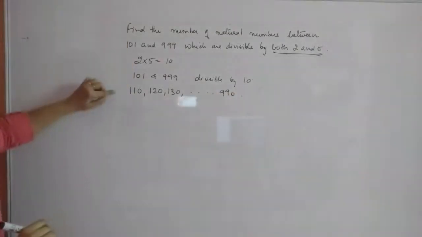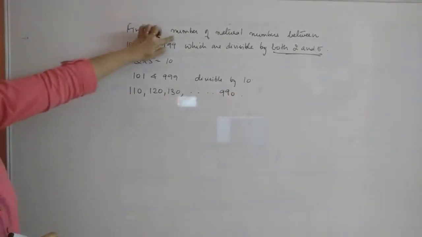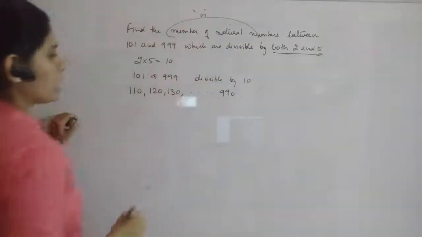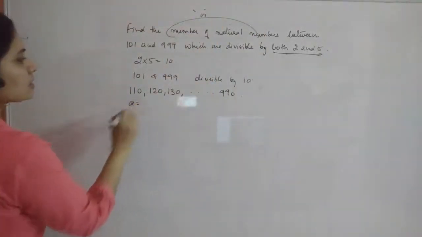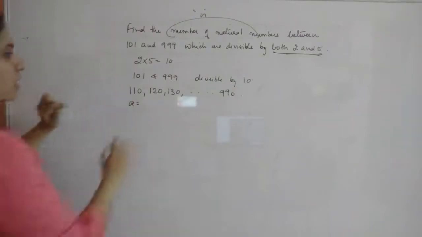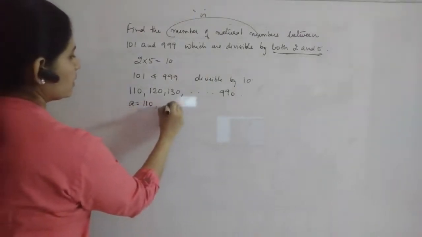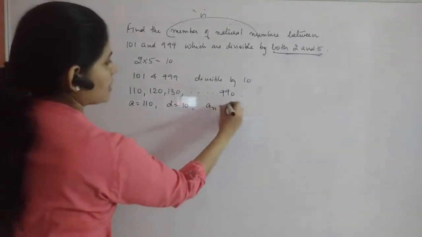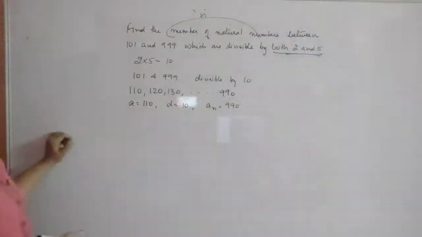Right? Now you have to find out how many there are. N means the number of natural numbers, so you have to find n. Now A is equal to 110, this is an AP, D is again 10, and AN, that is the last term, the nth term, is 990.